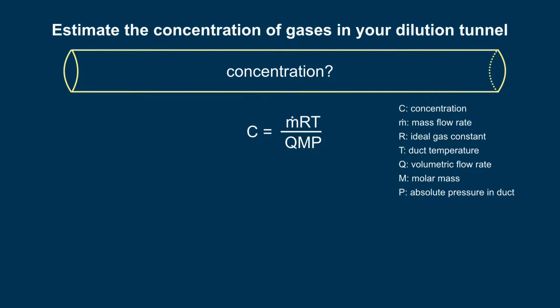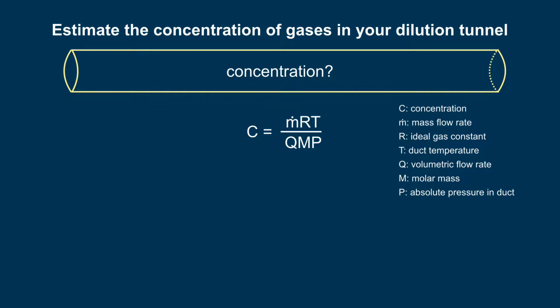To convert mass emission rate into duct concentration, we can use the ideal gas law. Concentration is equal to the ratio of mass emission rate, the ideal gas constant, and sample temperature to volumetric flow rate in the duct, molar mass of the pollutant, and atmospheric pressure.